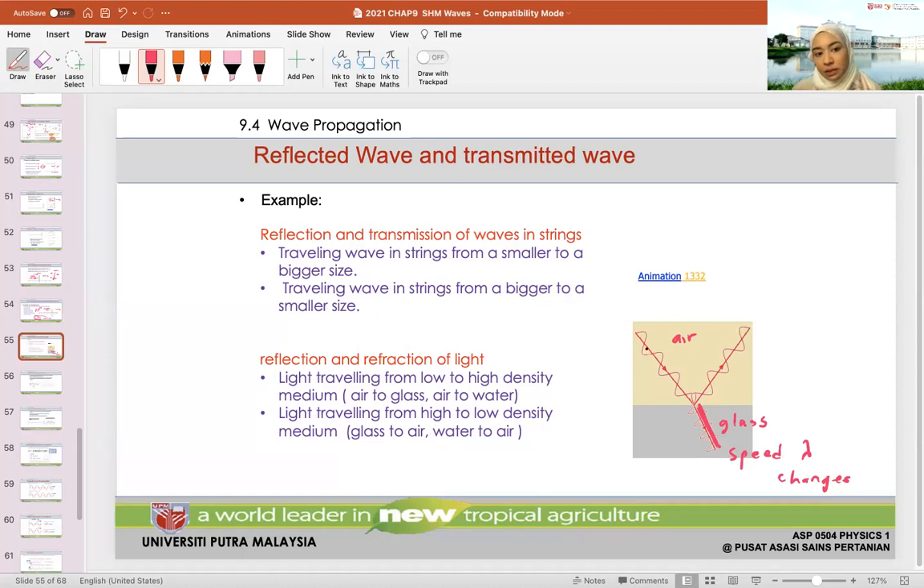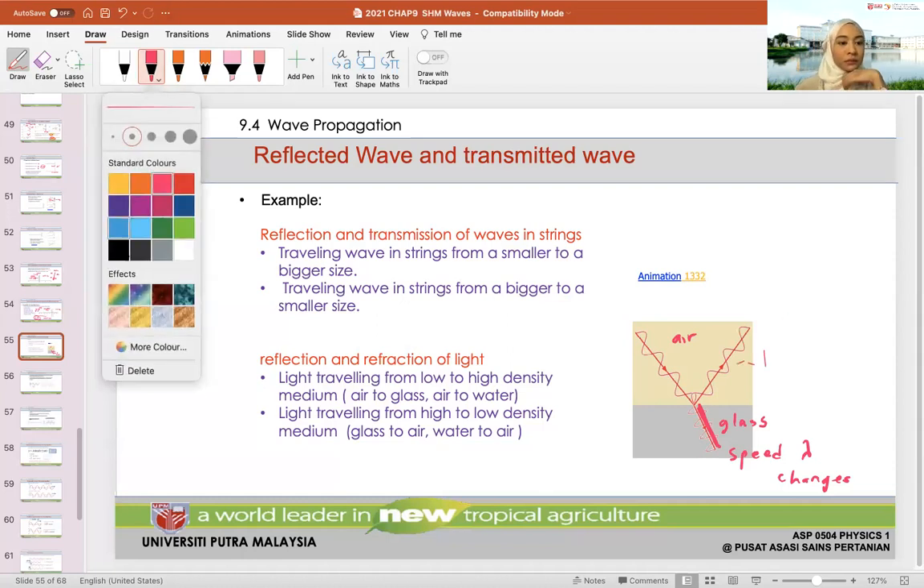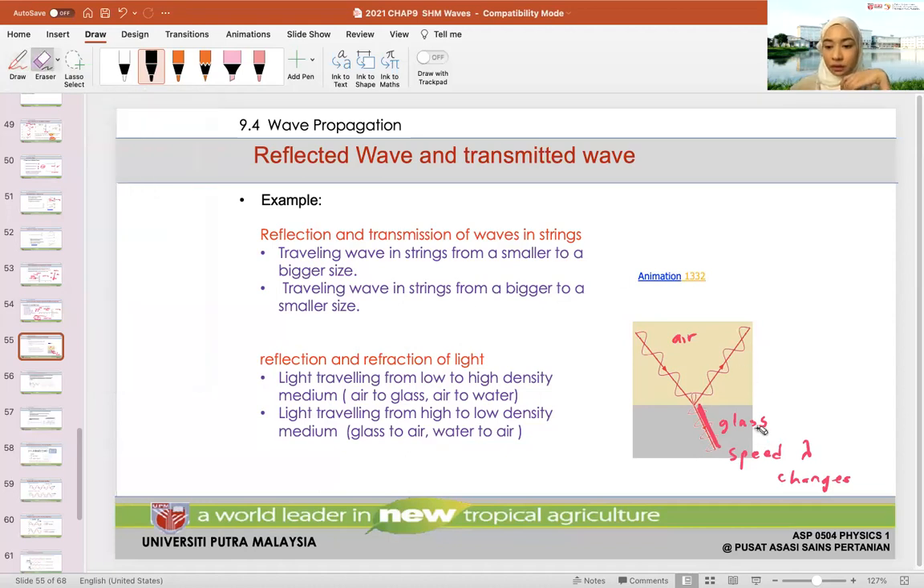But sometimes the light is reflected. So this is reflection. Let me draw a bit. This is air. This is glass. Okay, so this is reflection. And this is refraction, or we can say transmission in this case.